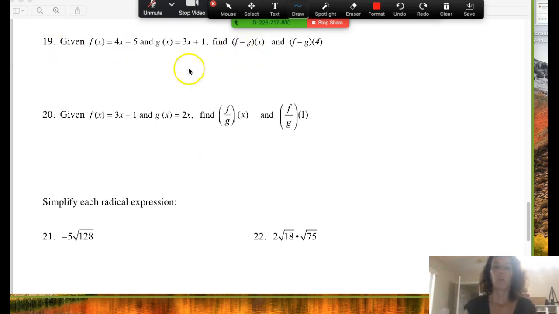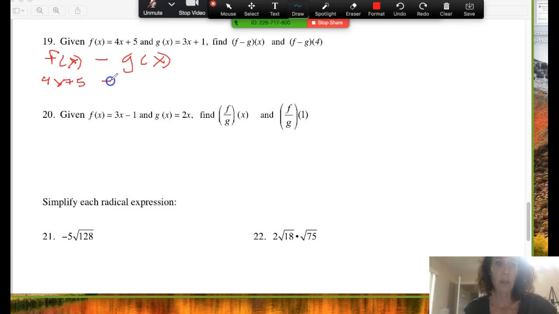Okay, number 19 we're going to look at combining functions. This one asks us to do f minus g of x, and then after we do that, we plug in 4 for x. So recall, f minus g of x, that's just f of x minus g of x. Okay, f minus g of x just equals this. So I take f of x, which is 4x plus 5, and I subtract off g of x, which is 3x plus 1. And I'm going to subtract off that whole quantity. So I need to distribute this negative.